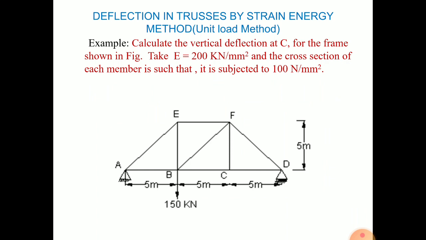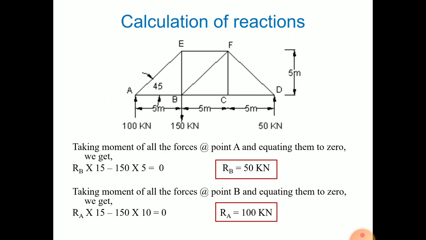Take E is equal to 200 kilonewton per millimeter square, and the cross section of each member is such that it is subjected to a stress of 100 Newton per millimeter square. So this is a frame. Each panel is 5 meter and the height of the frame is also 5 meter. So let us first calculate the reactions.